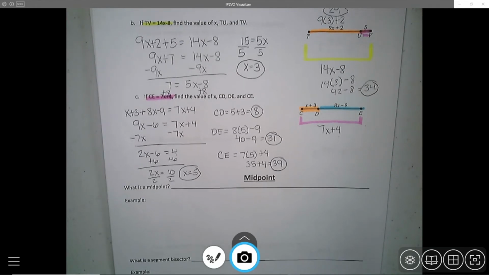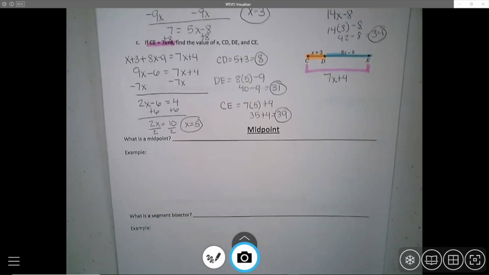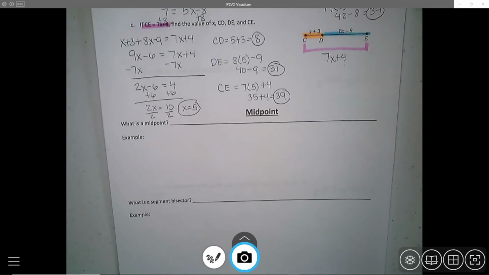Okay, let's go here and look at this last piece, midpoint. This is something that we're also going to see later on. This is just a preview, but it's going to help us also with some segment addition problems. So first off, on these midpoints.